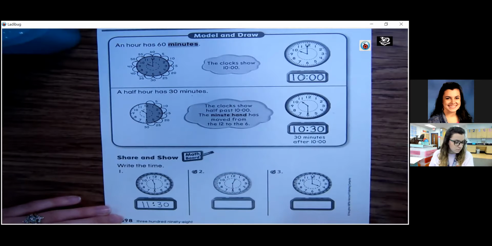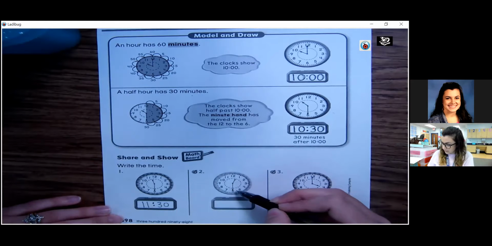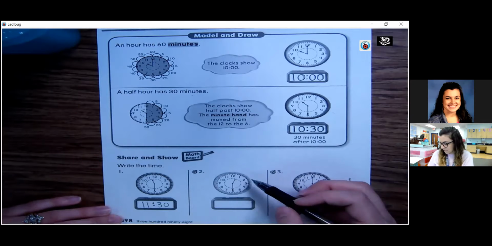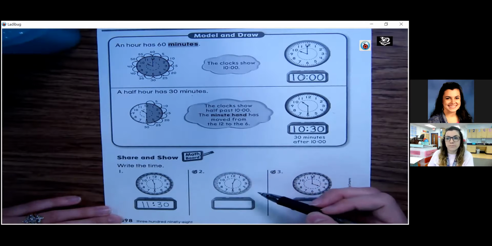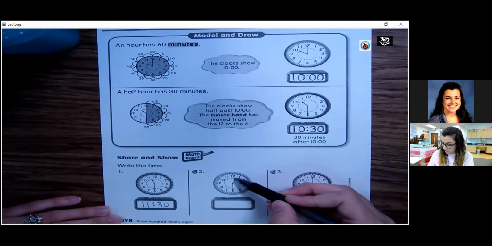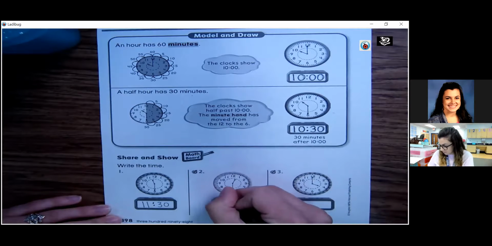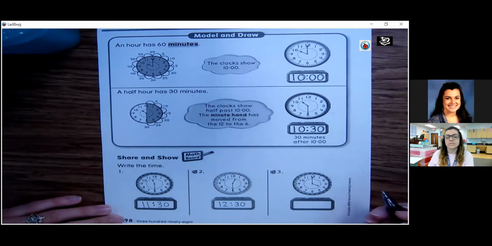Let's look at number 2. We see that that minute hand is at the 6, which means it's 1/2 the hour. But what hour is it 1/2? Our hour hand is between the numbers 12 and 1. It's 12:30, which means it is 12:30.